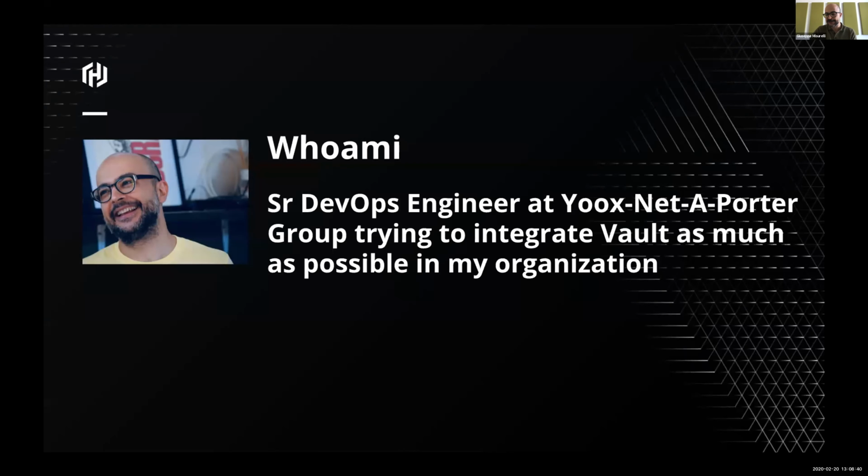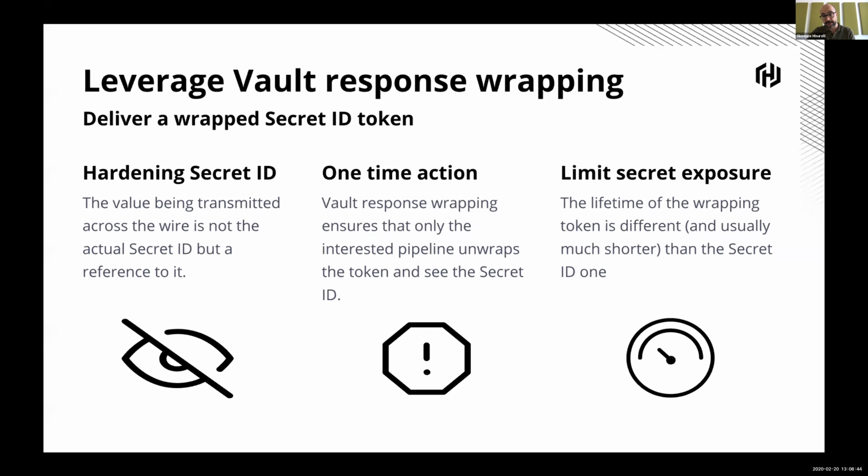There is a very, very interesting feature involved. There is the Vault response wrapping that we are leveraging, simply to deliver a wrapped secret ID token instead of the real secret ID. Why do we think that Vault response wrapping is the solution for our secret zero challenge? Because with Vault response wrapping, we can harden the secret ID. In fact, what we transmit from Vault to the Jenkins pipeline is not the real secret ID, but rather a reference to it.